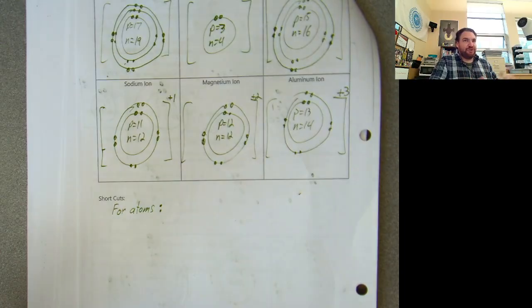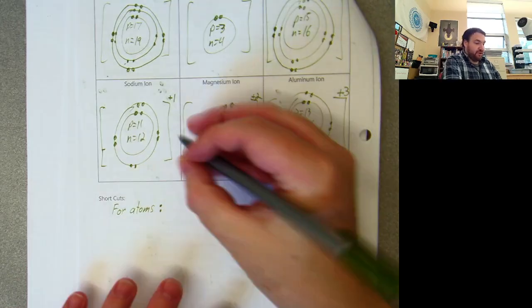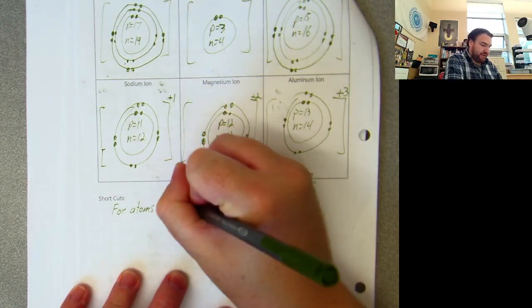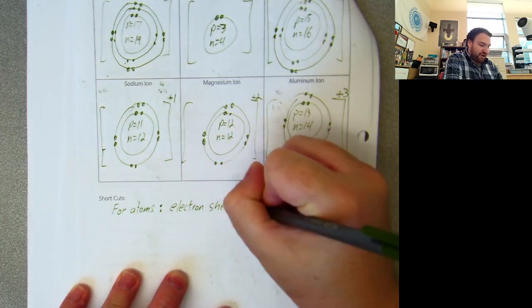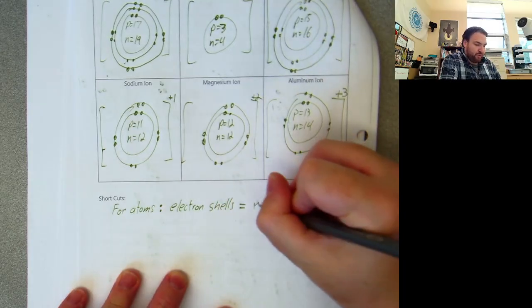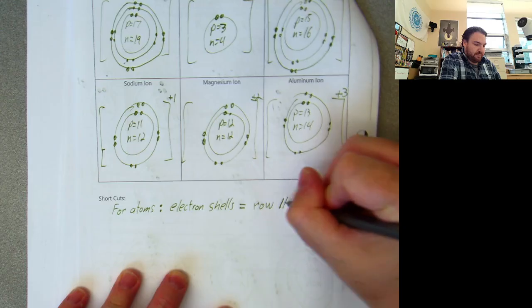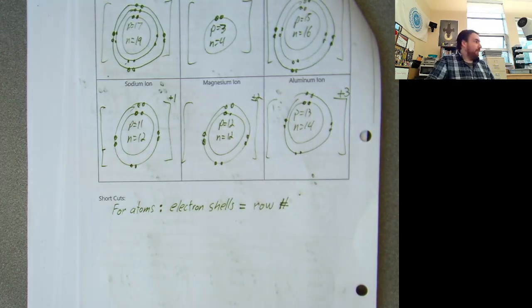When you're drawing, if I ask you to draw a bunch of Bohr diagrams, a really easy shortcut is, instead of counting out electrons every time, you can just figure out what row you're in, and that's how many electron shells the atom is going to have. So the electron shells are going to equal the row number for an atom.